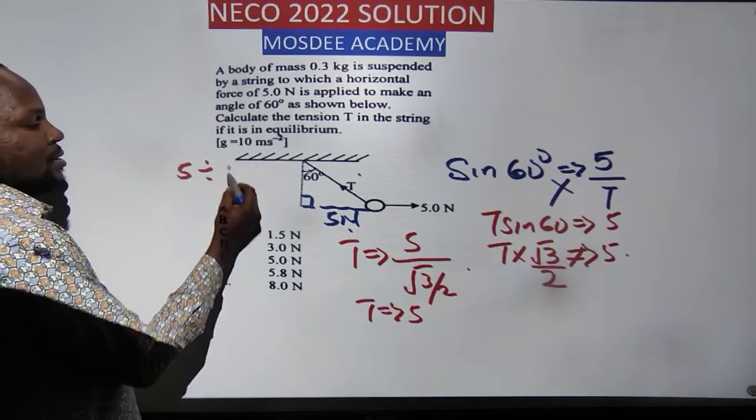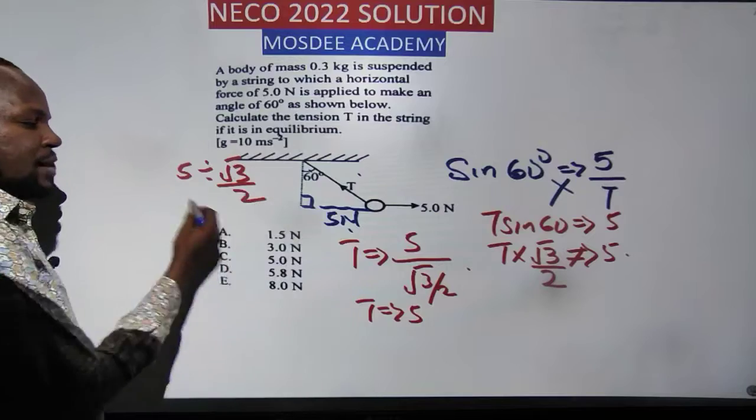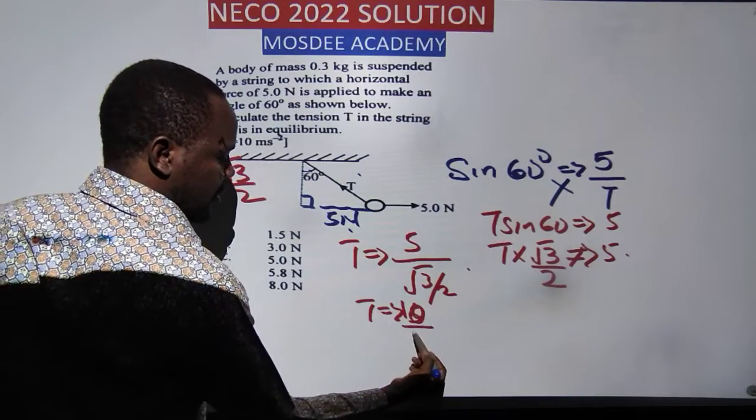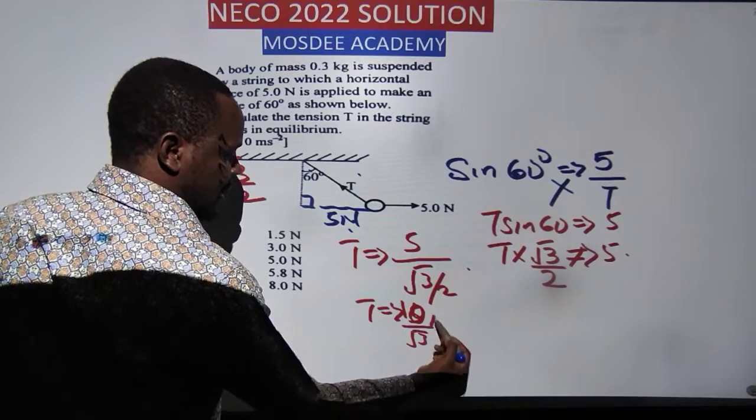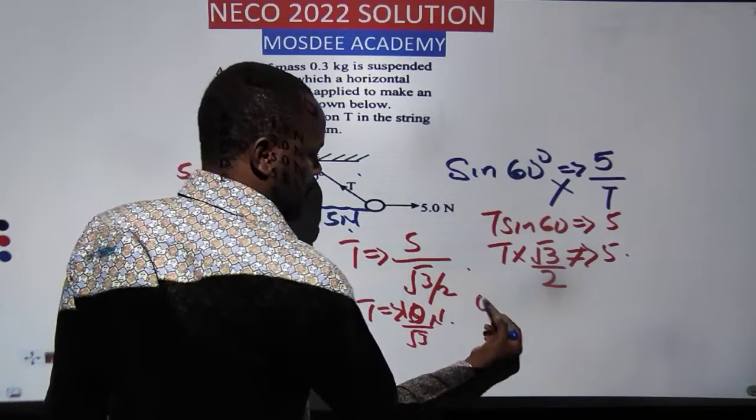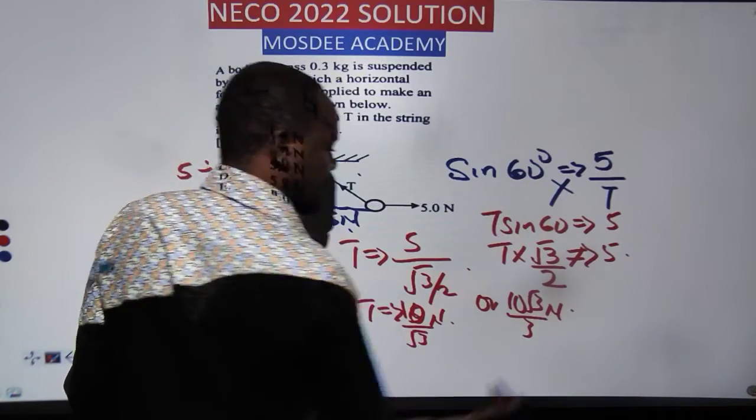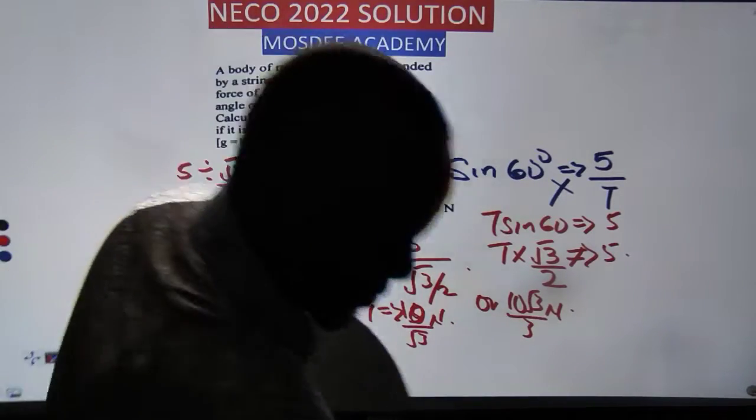5 divided by, because some of you are beginners, so 5 times 2 is what? 10. 10 over root 3. Normally, this is the way you will see the answer, or 10 root 3 over 3 Newton. That's the answer. But you can see this is not a standard exam.